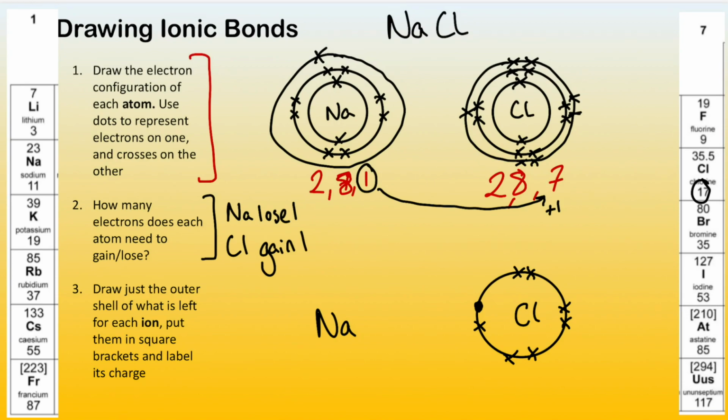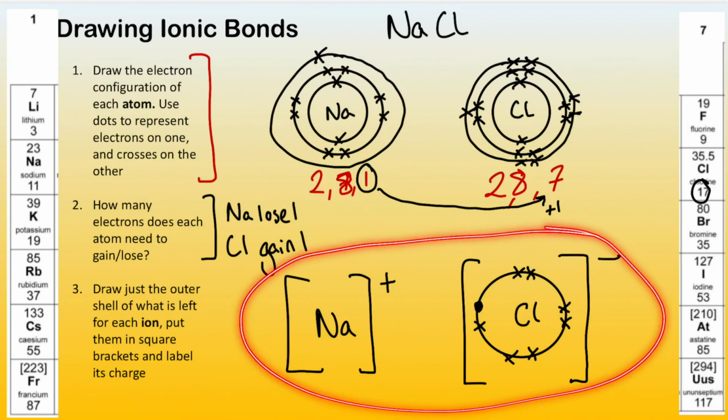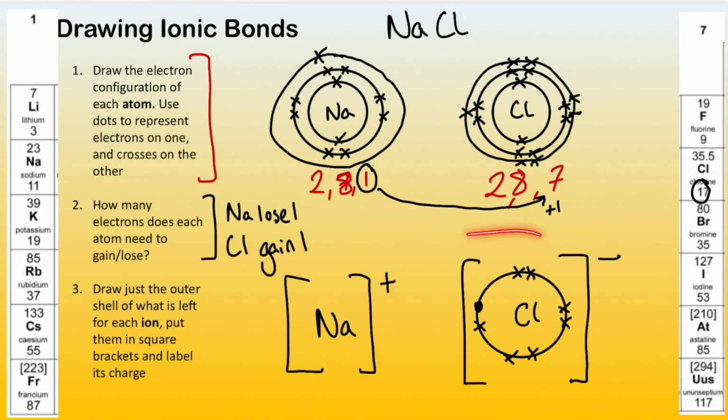So the crosses here are representing what were originally chlorine's, and then the dot is representing what has been donated from the sodium. What we then also have to do is put them in square brackets, like this, to show that that is a boxed off ion now, and we need to also give it its charge. So sodium has lost a negative electron, so therefore it's become positive. Chlorine has gained an electron, therefore it's become negative. And that is, if you were asked to draw an ionic bond for sodium chloride, that is exactly what you would draw.